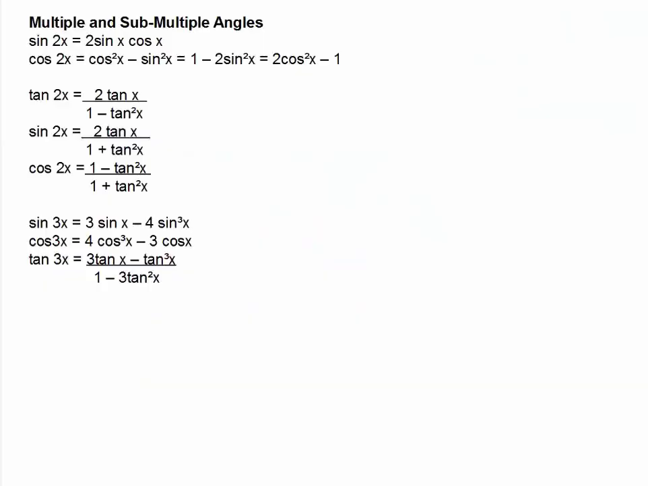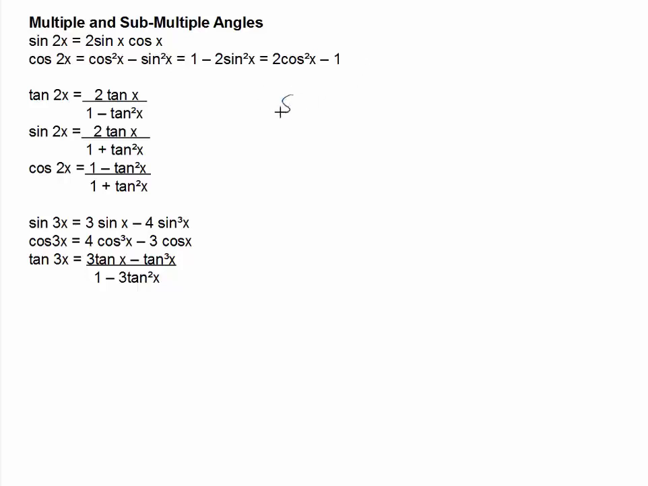So let's look at another set of formulas. These are called multiple and sub-multiple angle formulas. Let's look at the first formula: sine 2x equals 2 sine x cos x.